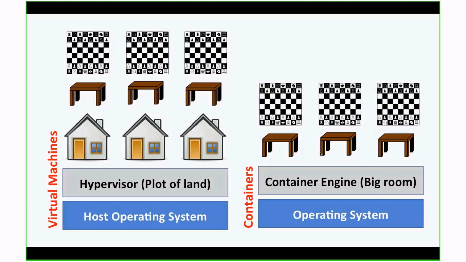So a container, by contrast, it simply has the table and the chessboard. Everything that is required to play this chess game, hence a very low footprint and very portable as well. So you can move the chessboard and the table anywhere you want.